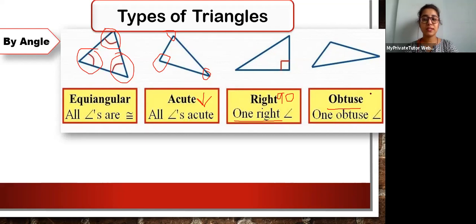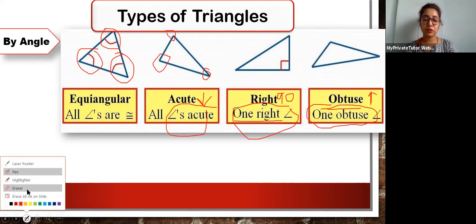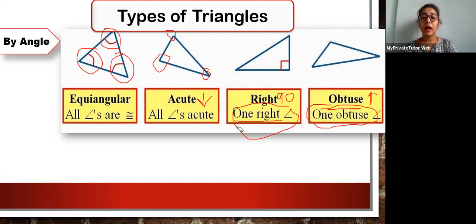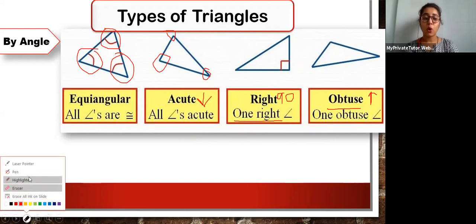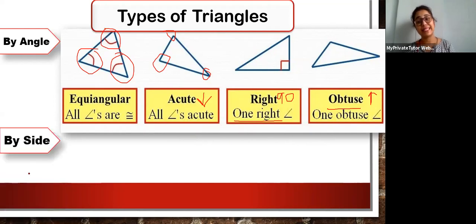And this is what? This is more than 90 degrees. So in this, all angles are acute. In this, one angle is a right angle, 90 degrees, and this one angle is an obtuse angle. Okay, so I hope you're clear with this part, classification of triangles on the basis of angle. Now let's get into the next part of classification, that is on the basis of side.